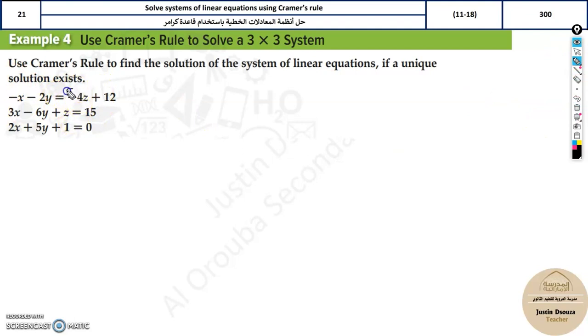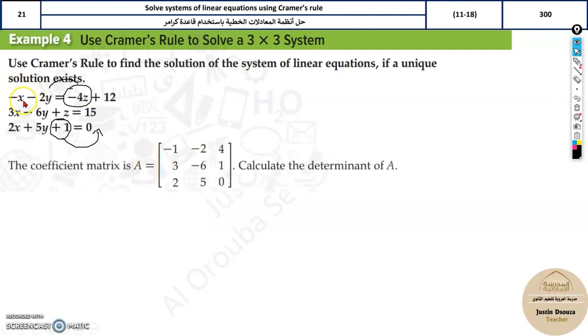Look over here, this needs to go to the other side. So when you take it to the other side, you need to balance it. This becomes minus becomes plus, or add plus 4z on both the sides. You will get minus x minus 2y plus 4z. Similarly, over here you can see there is no z term. That means it's 0, but this 1 has to go to the other side. It becomes -1 because the numbers all at another side.